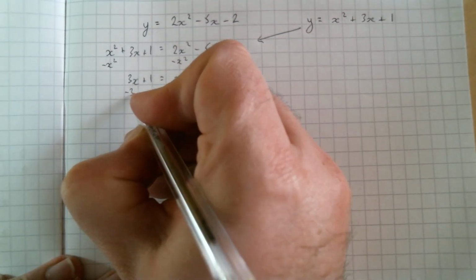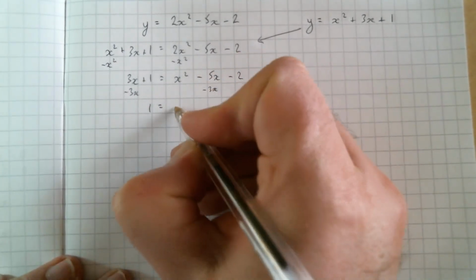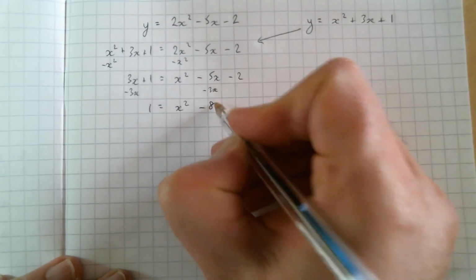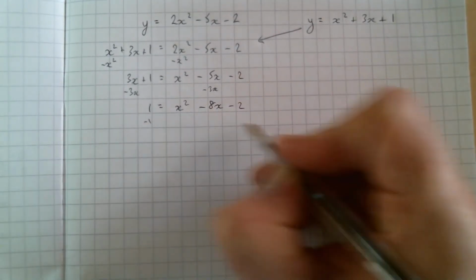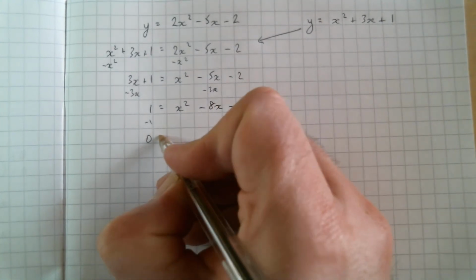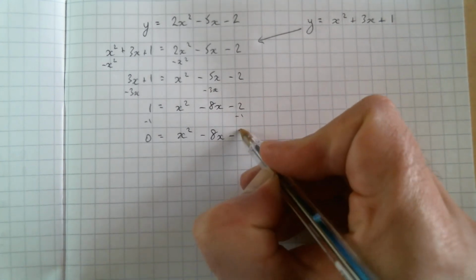Next, I think I'll subtract 3x from each side, so that 1 equals x squared take 8x take 2, and take 1 from each side. 0 equals x squared take 8x take 3.